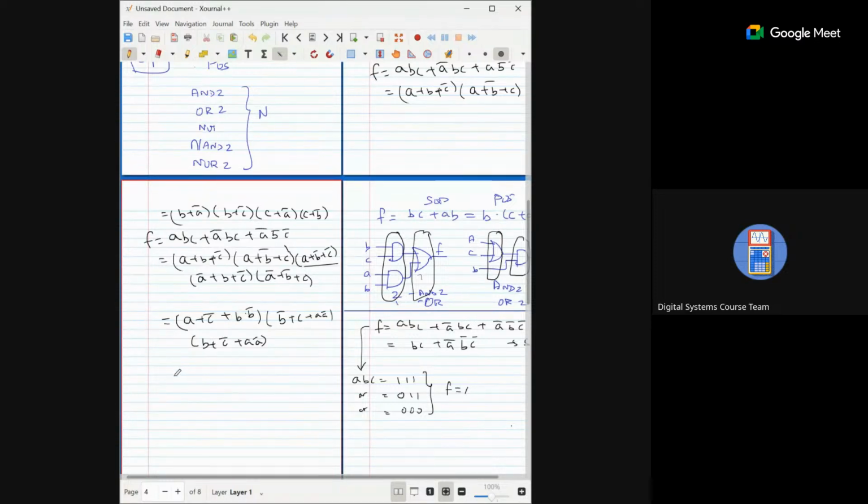So far I got only three elements. A plus C bar is there. This I can write as A plus C bar, which is there here. Then B bar plus C is there. B plus C bar is there. Okay. Then A bar plus B. A bar plus B.